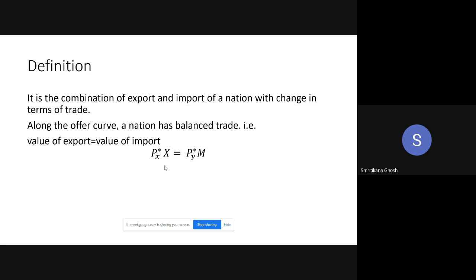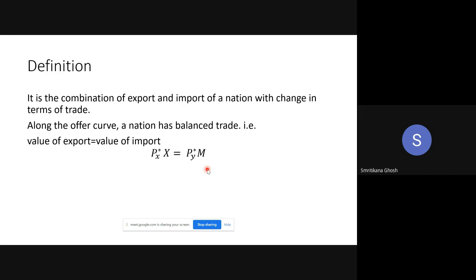Remember this thing, along the offer curve there is a balanced rate, where value of exportable is equal to value of importable. Do you get the point? So this is the offer curve. How it is, what is the shape of the offer curve, that I will explain. But this is just the idea about the offer curve.